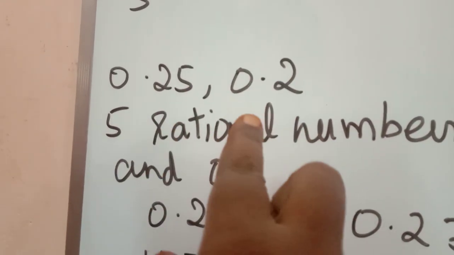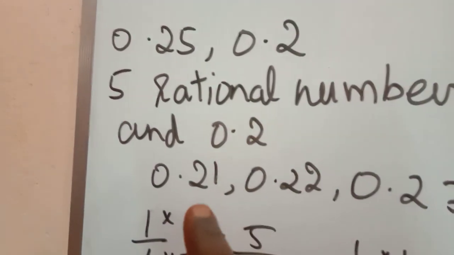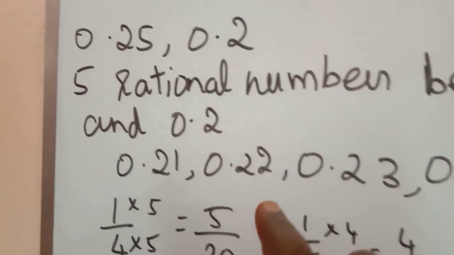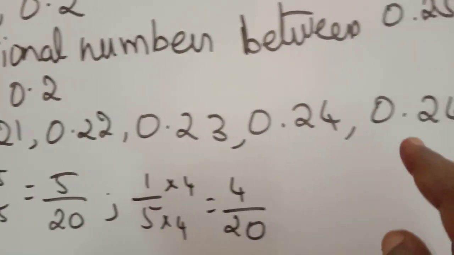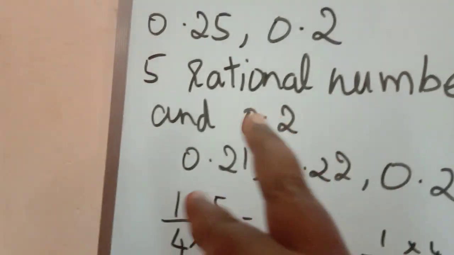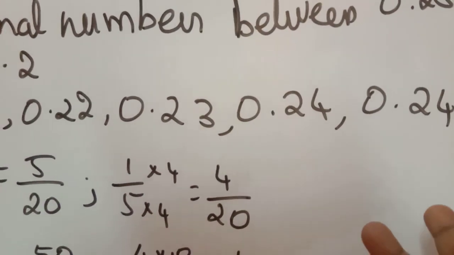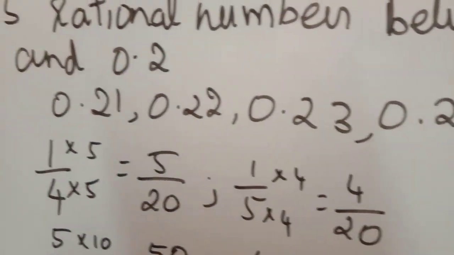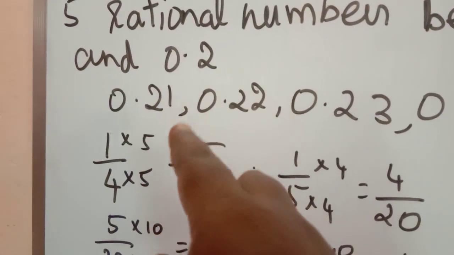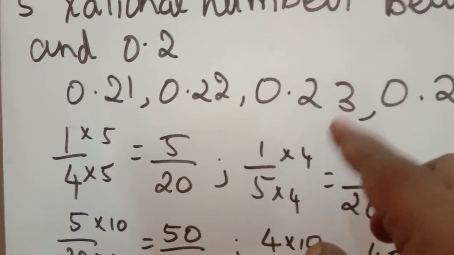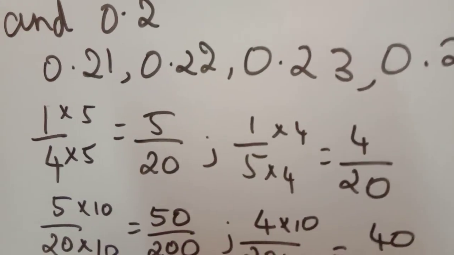Now 5 rational numbers between these two numbers. Among these two, the smallest number is 0.2. So start from 0.2, 0.21, 0.22, 0.23, 0.24, 0.25 we cannot write. Already 0.25 is there. So 0.241 I have written. As I told, infinite numbers are there. We can write any number. 0.211, 0.212, 0.213. Like that also we can write.